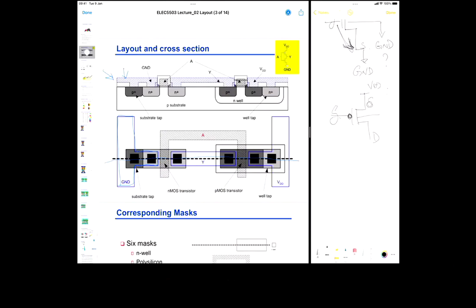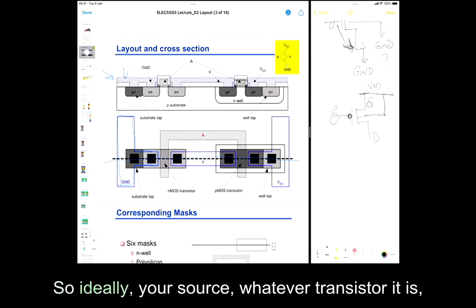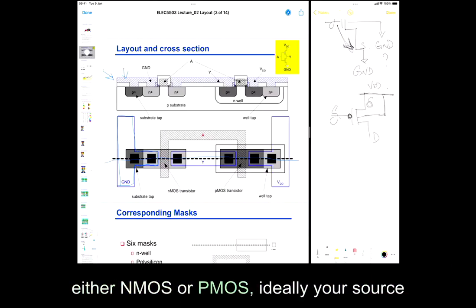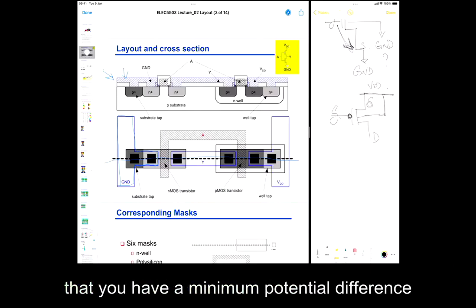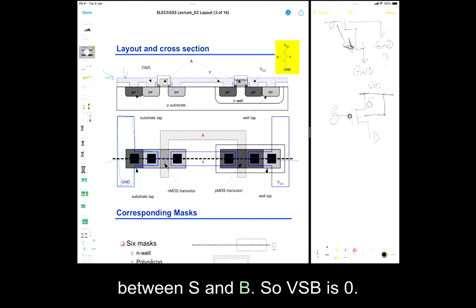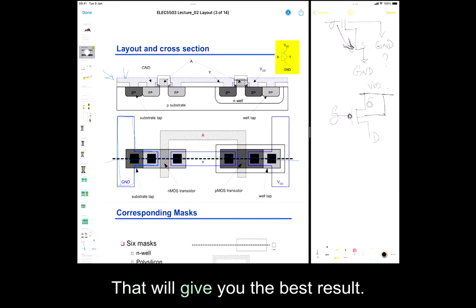This is still your gate. And what does the body connect to? Yeah, that's right. VDD. Okay. So ideally, whatever transistor it is, either NMOS or PMOS, ideally your source is always connected to your body, so that you have a minimum potential difference between S and B. So VSB is 0. That will give you the best result.